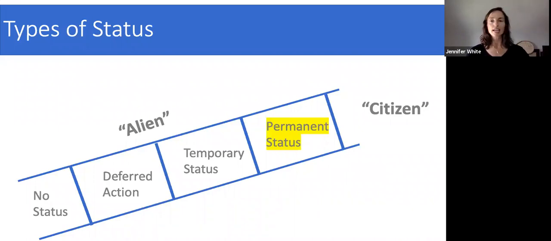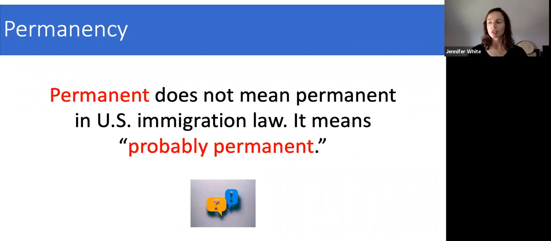So permanent status, we have arrived toward the top of the ladder into permanency, which is a great, great thing. That's what we are trying to help clients get to. So permanent does not mean permanent in US immigration law. It's helpful to know that. It means probably permanent. And I say this because all permanent statuses in immigration are revocable.